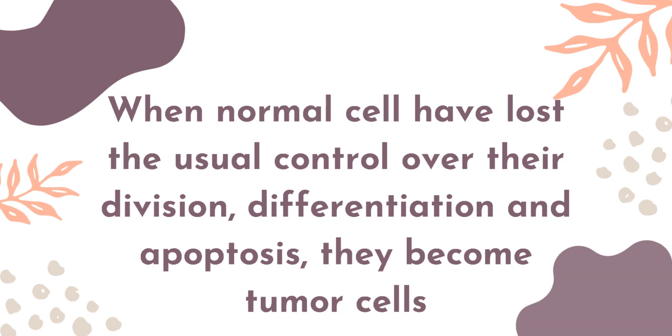Today, through this video, I will be talking about cancer, or the malignant tumor. In this first slide, it is written: when normal cells have lost the usual control over their division, differentiation, and apoptosis, they become tumor cells.